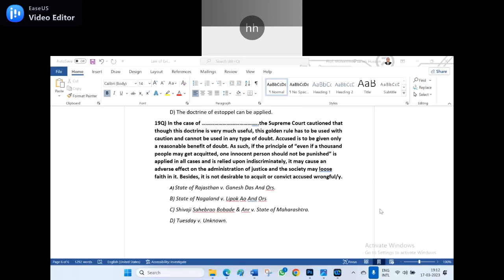Option C, sir. Shivaji Sahebrao Bobade and another versus State. Yes, it is Shivaji Sahebrao Bobade and others versus State of Maharashtra. This decision is given on proof beyond reasonable doubt.